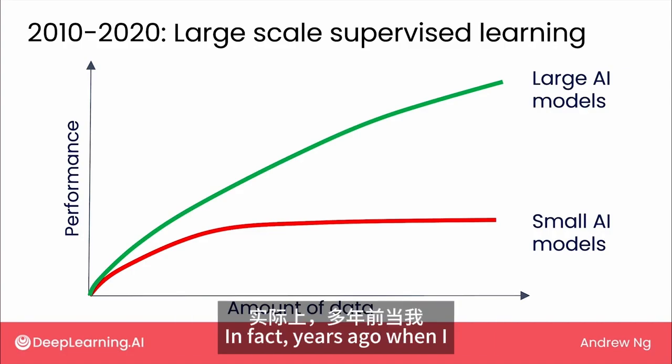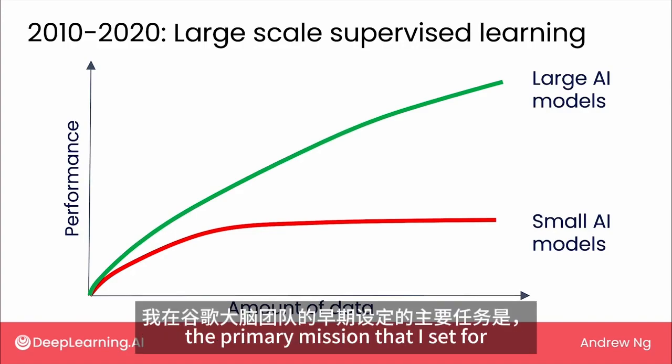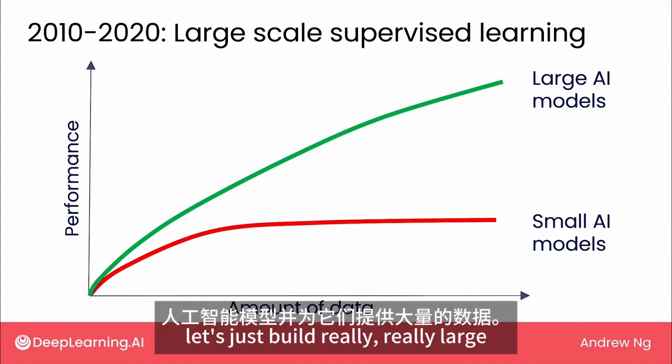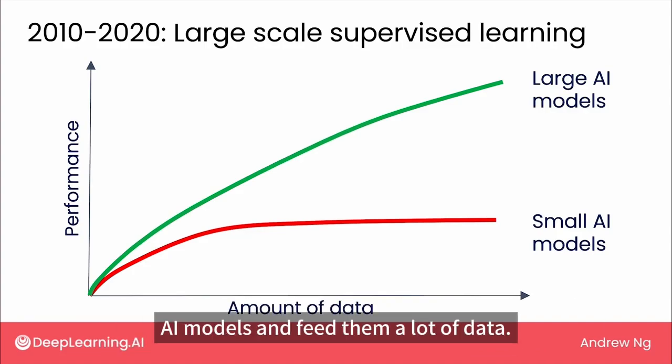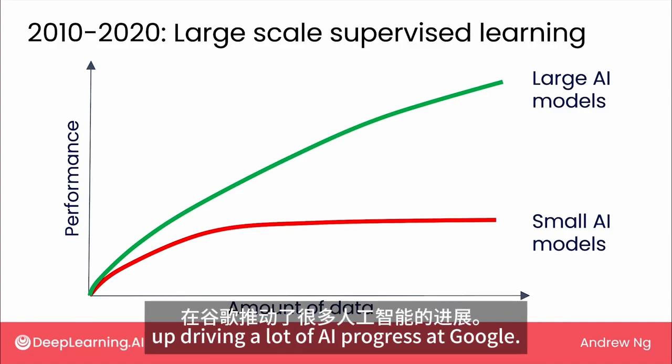In fact, years ago, when I started and led the Google Brain team, the primary mission that I set for the Google Brain team in the early days was I said, let's just build really, really large AI models and feed them a lot of data. And fortunately, that recipe worked and ended up driving a lot of AI progress at Google.